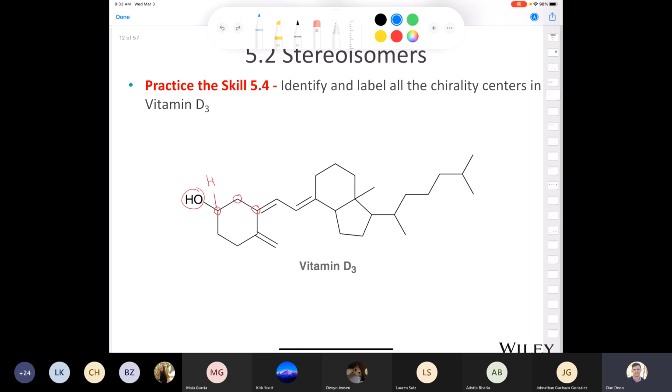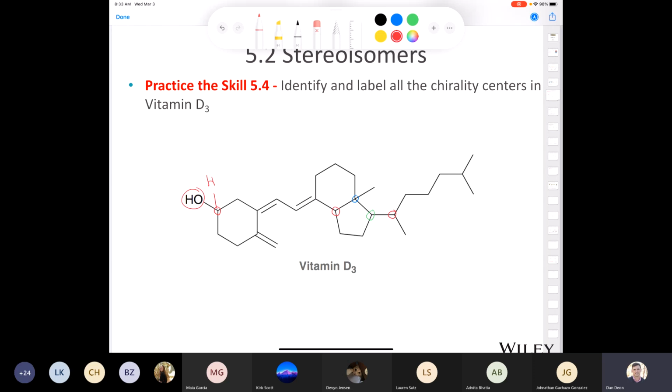The other ones, and again, I want to keep moving here just in the interest of time, there are 4 more of them. There's a total of 5 in this molecule. We have one here at this ring junction. We have another one here at this ring junction. There's another one here, and the last one is this one right here.